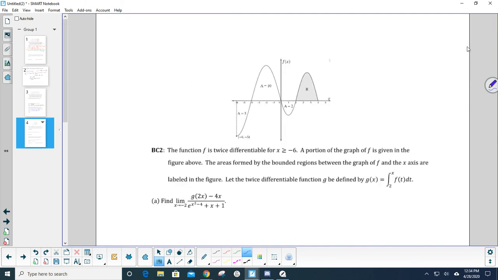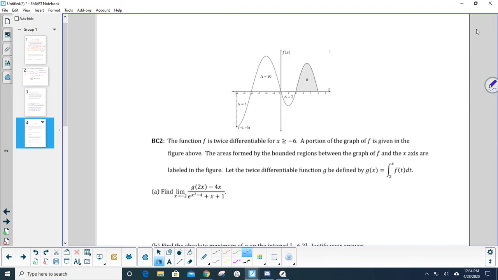Okay. So again, we have this function, twice differentiable for x greater than or equal to -6. Here's a picture of it. Just read through real quick what we've got. We have g sub x equals this over here. And the first thing we have to do is find the limit as x approaches -2.